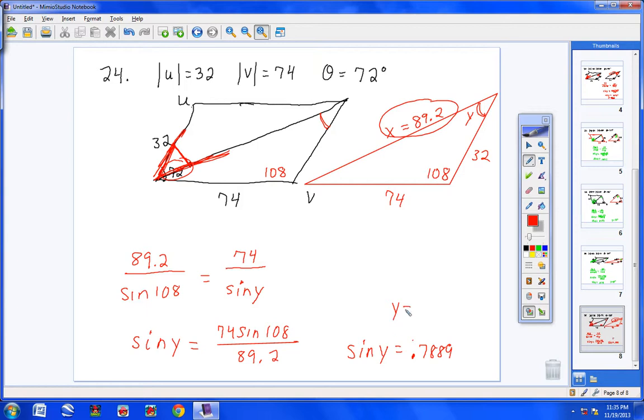So y equals 52 degrees. So if this angle here is 52 degrees, then this angle over here is also 52 degrees.